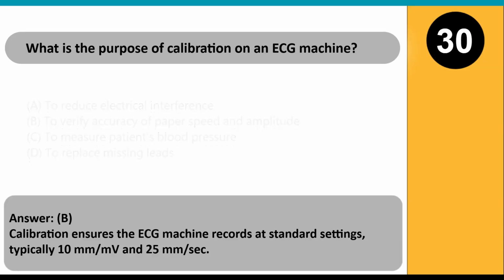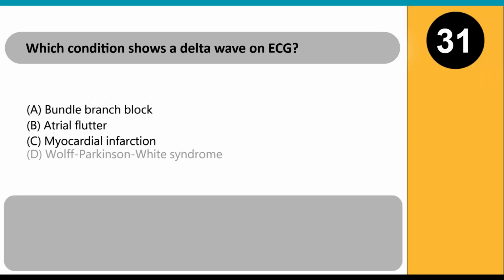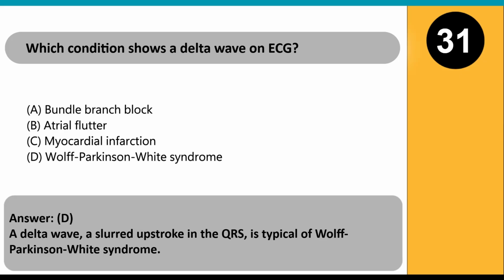Which condition shows a delta wave on ECG? A. Bundle branch block. B. Atrial flutter. C. Myocardial infarction. D. Wolff-Parkinson-White syndrome. Answer D. A delta wave, a slurred upstroke in the QRS, is typical of Wolff-Parkinson-White syndrome.